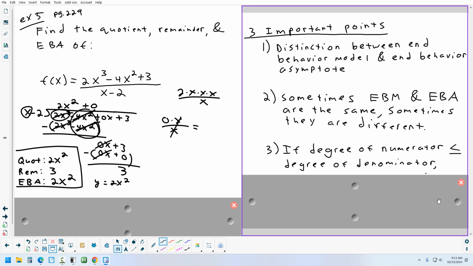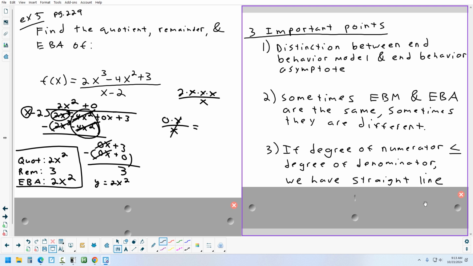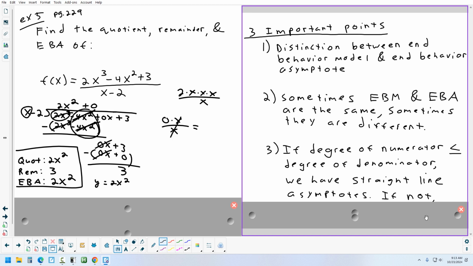Now, when the degree of the top is less than or equal to the bottom, you will always have asymptotes that are straight lines. And that's what we saw yesterday. The degree of the top was always less than or equal to the bottom. There were two kinds of asymptotes we talked about yesterday, and they were both straight lines. What were the two asymptotes we talked about yesterday? Vertical and horizontal. Those are the only asymptotes we talked about, and those are both straight lines.